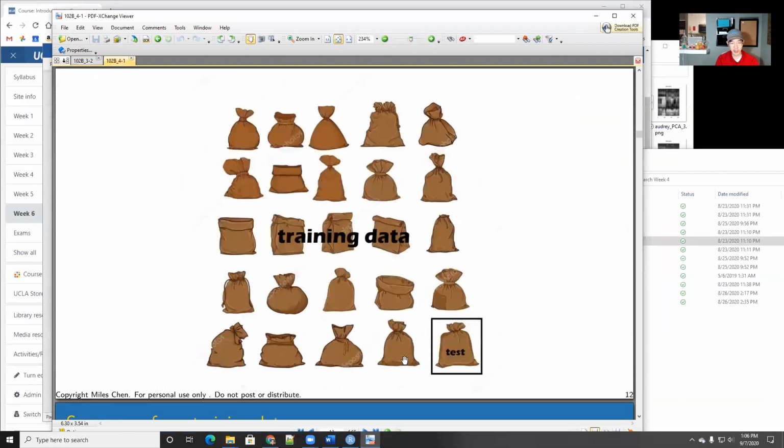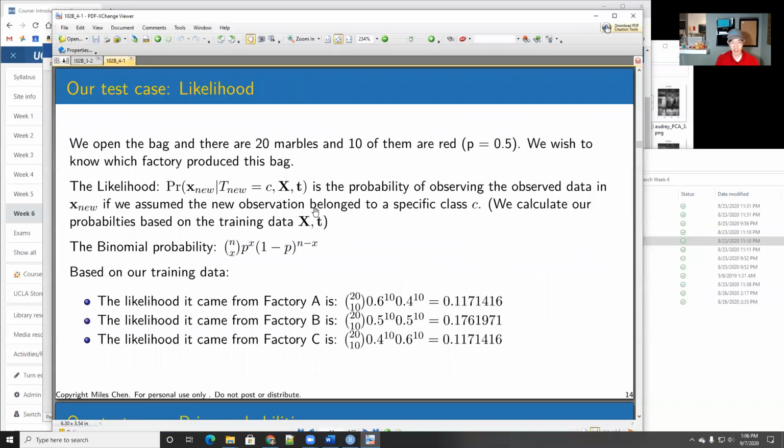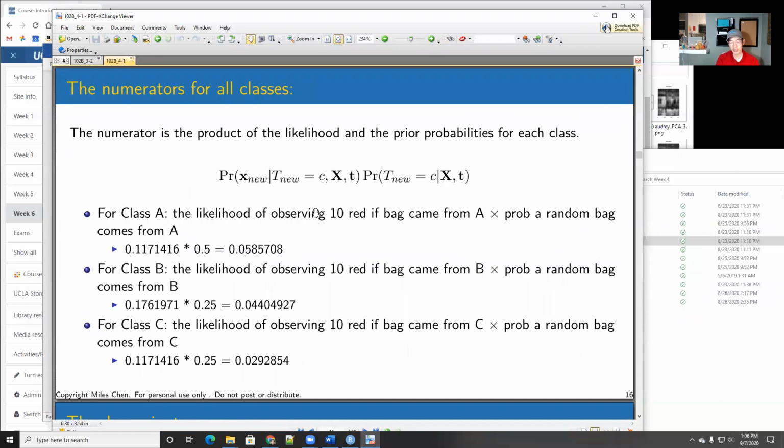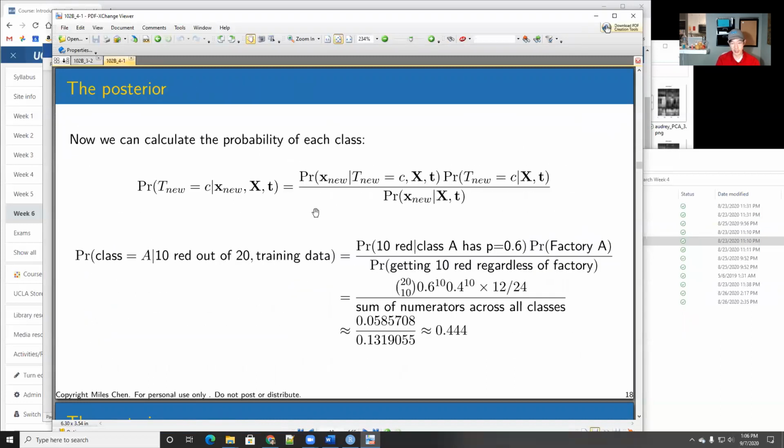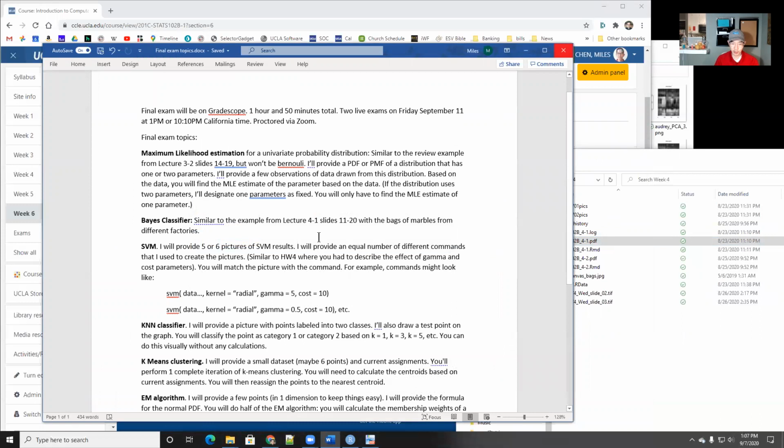Here is the example. You get some training data, and you have the summary information from the training data, and based on that, you'd have to calculate the likelihood, calculate the prior, and get the posterior probabilities for each of these things. It's not going to be the exact same thing as the bags of marbles from different factories, but it'll be in a similar vein.